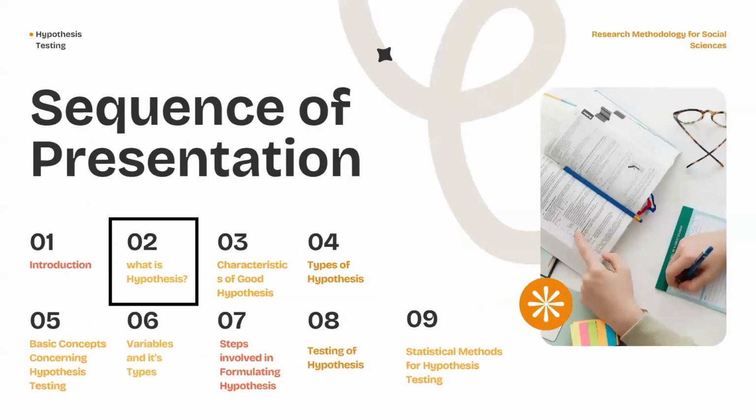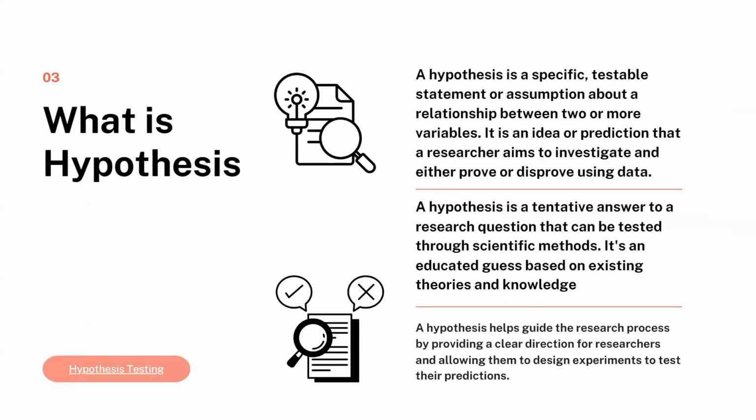Let's talk about what a hypothesis is. A hypothesis is a statement or assumption that we can test. It explains the relationship between two or more things, like how one affects the other. It's like making a guess or prediction and then using data to check if it is true or not.